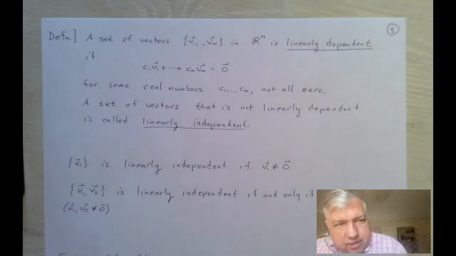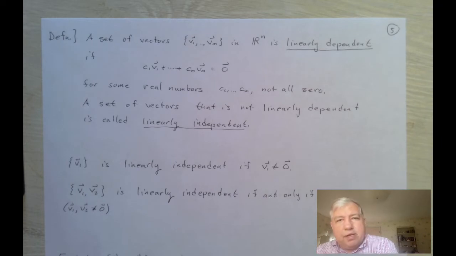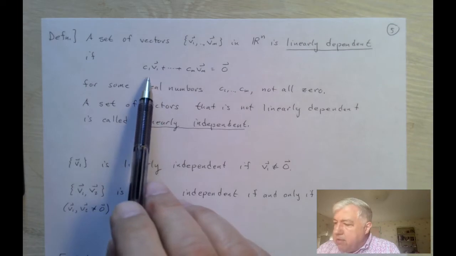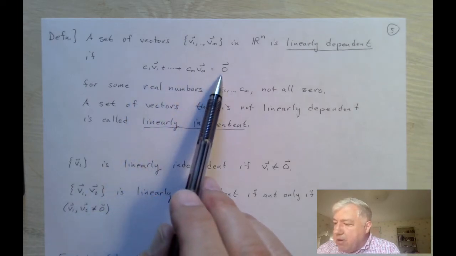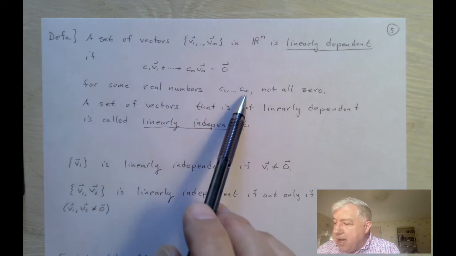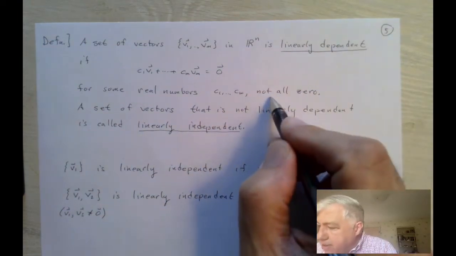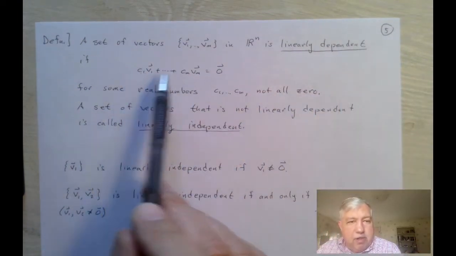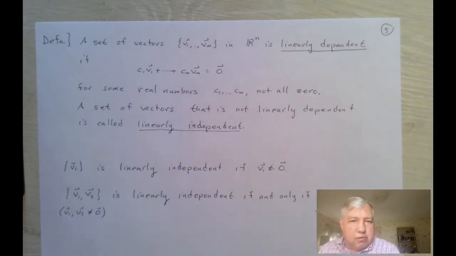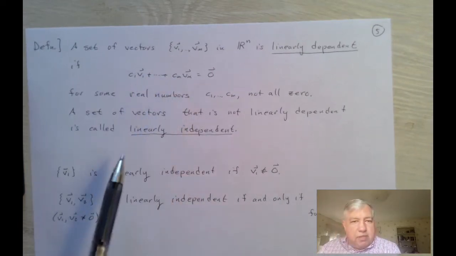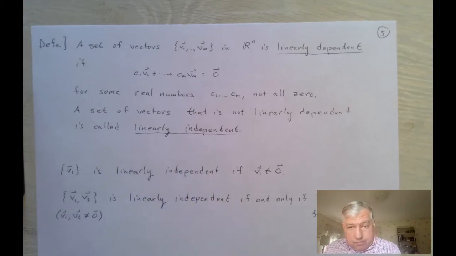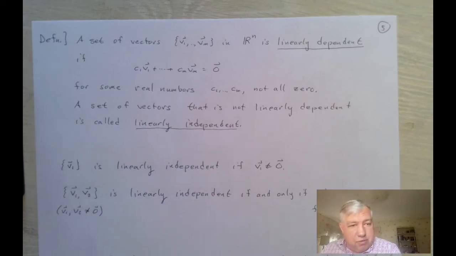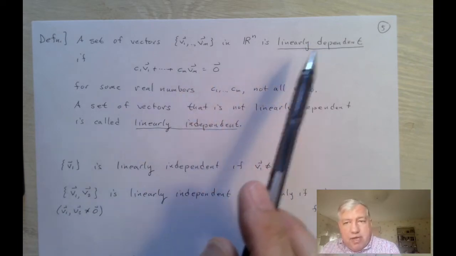Okay, so we get into a very important definition, linear independence, on the next page here. We say that a set of vectors v1 through vm in Rn is linearly dependent if there's some linear combination of them equal to 0 for some real numbers c1 through cm, not all 0. And this is important, because obviously if you let all the c's be 0, then of course this is always going to be true. So we want some non-trivial linear combination of them equal to 0. Some of these could be 0, but at least one of them is not 0. And so that's what linearly dependent means.